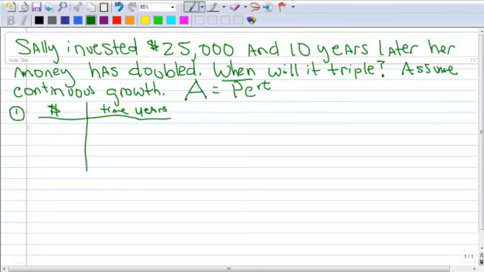Okay, so we first start by filling out what we know. We know that she invested $25,000 at some year, and we're just going to call it year 0, because that's when you start the clock ticking. At year 0, she invested her $25,000. We know that 10 years later, her money has doubled. So if I had $25,000 and it's doubled, I now have $50,000. And with this information, we're going to solve for R, the rate.